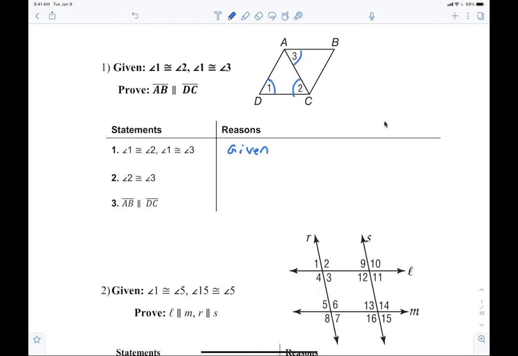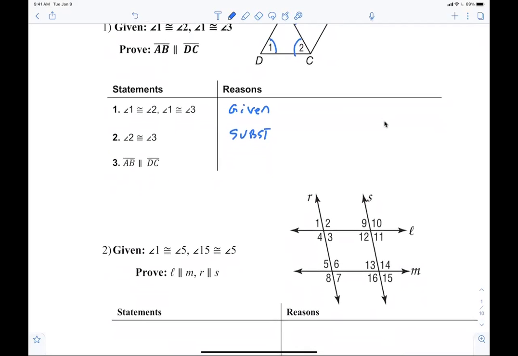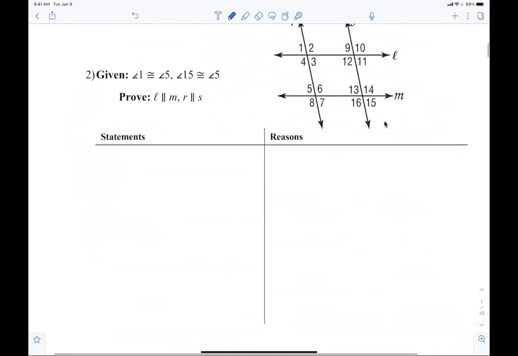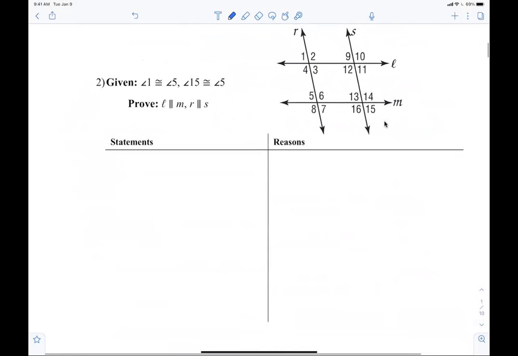Why is angle 2 congruent to angle 3? Substitution. And then why is AB parallel to DC? If alternate interior angles are congruent, lines are parallel. Easy as that.